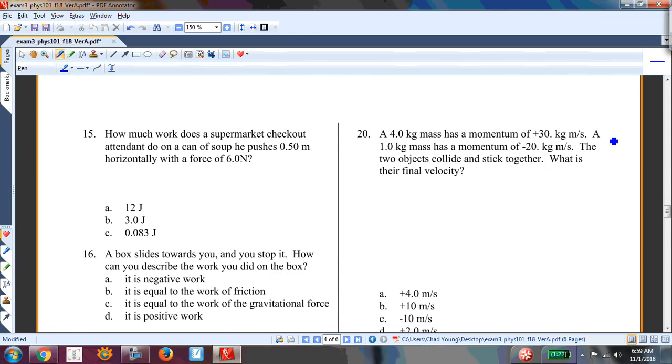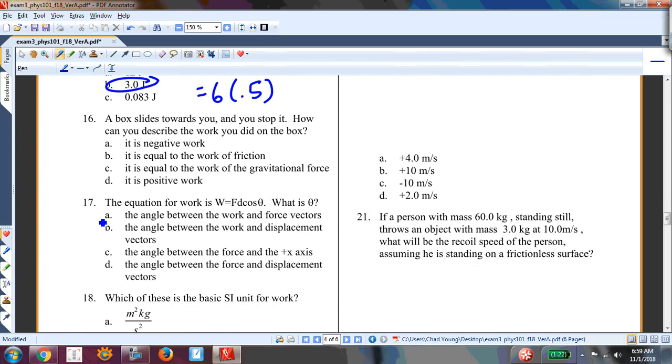How much work does a smart checkout can do on a can of soup? All right, well, work is force times displacement. That's going to be 6 times 0.5, or 3 joules. A box slides towards you and you stop it. How can you describe the work done on the box? That would be negative work. What is theta? It's the angle between the force and displacement vectors right here.